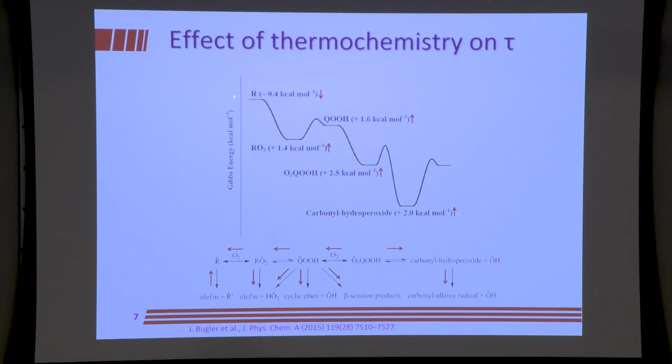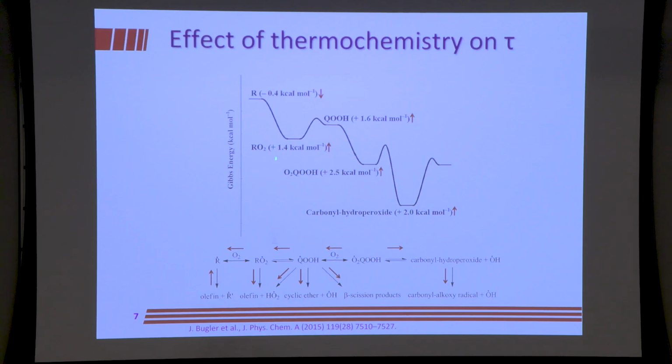So what happens is we form an alkyl radical that adds to molecular oxygen, and you get this alkyl peroxy radical. And that thermochemistry increased on average by 1.4 kilocalories per mole. Okay, so basically what we had before was the alkyl radical was higher by 0.4 and the RO2 was lower by 1.4. Okay, so we'd say the well depth going from an alkyl radical to an RO2 radical was 1.8 kilocalories per mole deeper than it is now with the new thermochemistry.